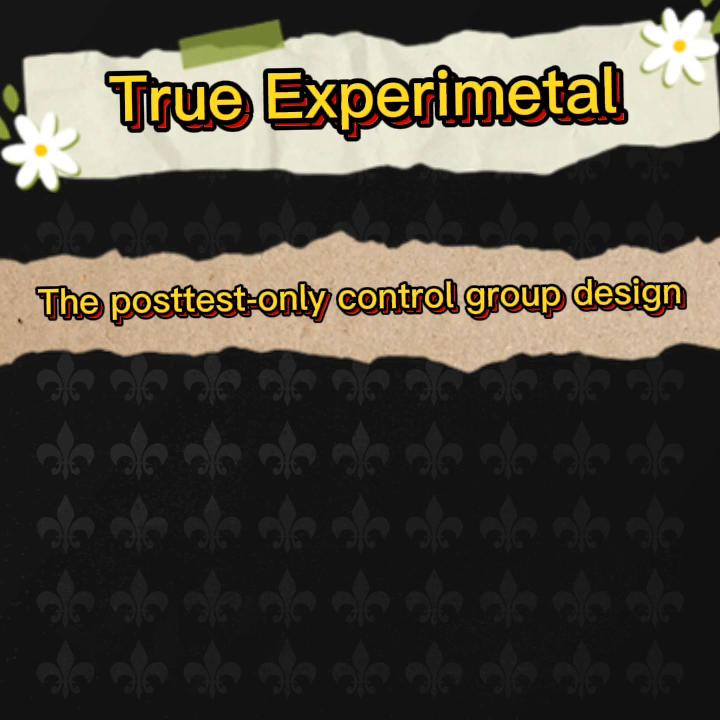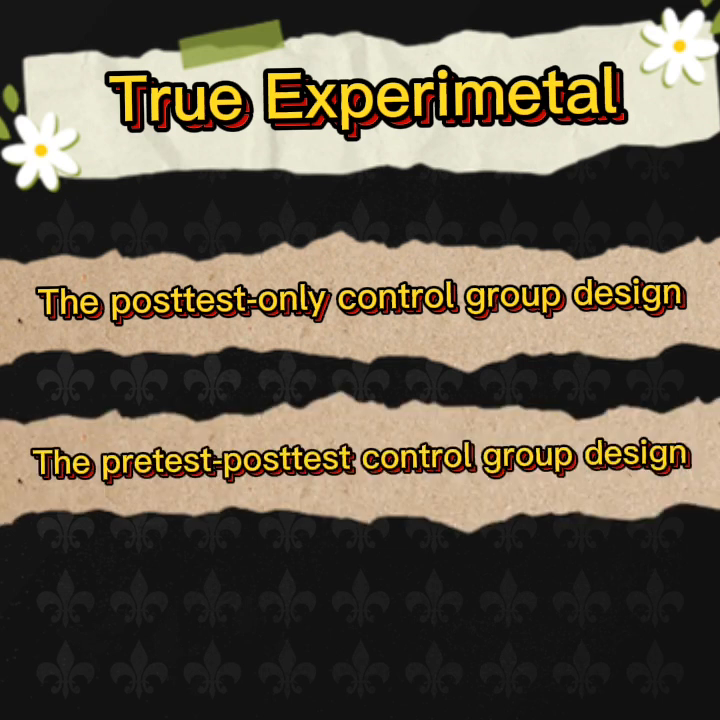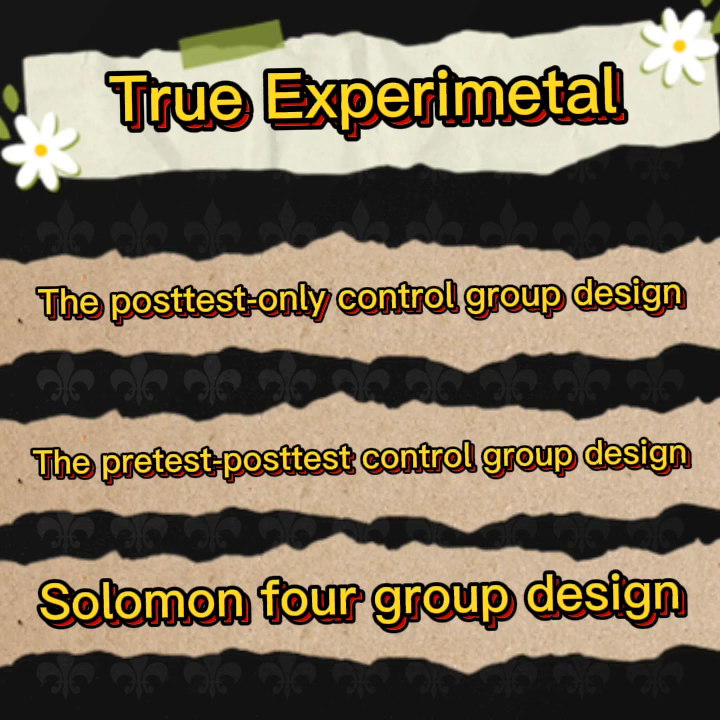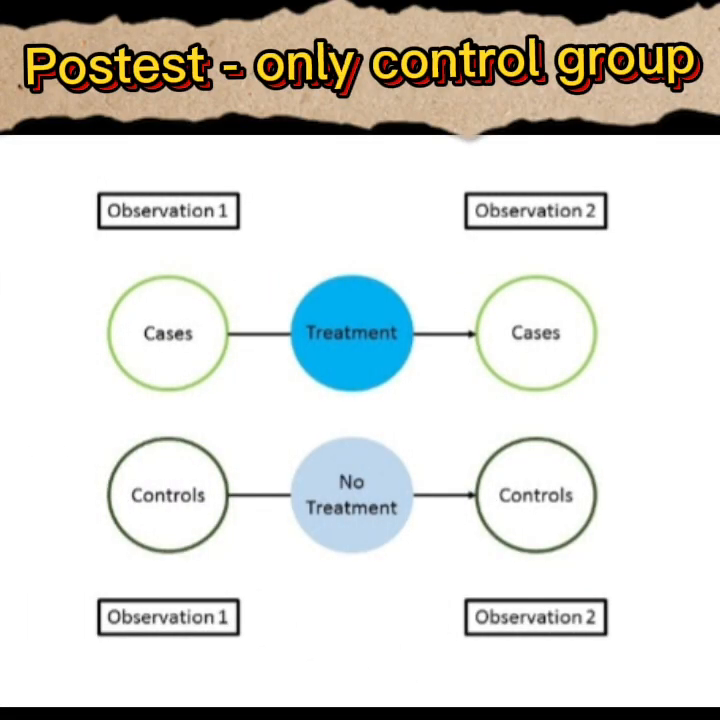The classification of true experimental design is made accordingly: the post-test only control group design, the pre-test post-test control group design, and the Solomon 4 group design. In the post-test only control group design, subjects are randomly selected and assigned to two groups. Due to randomization, the two groups are statistically equal.